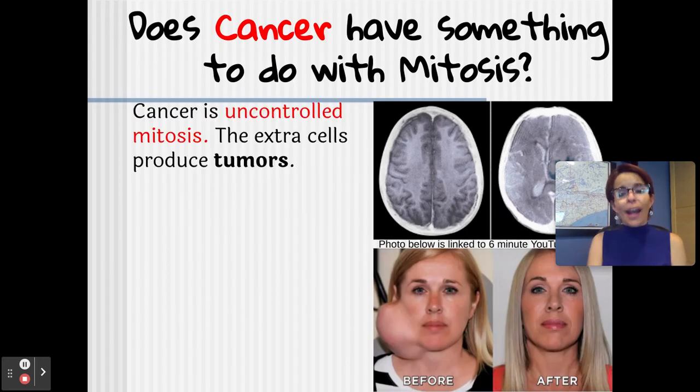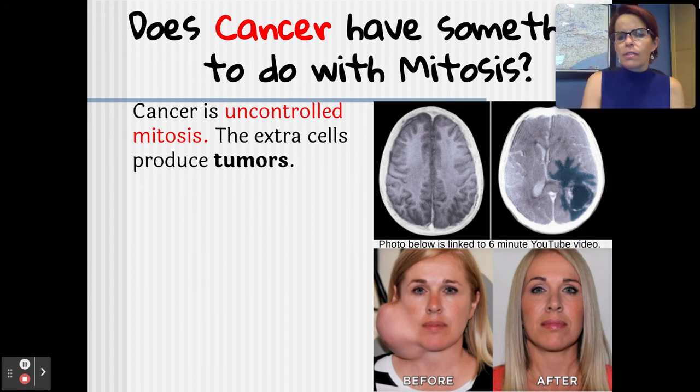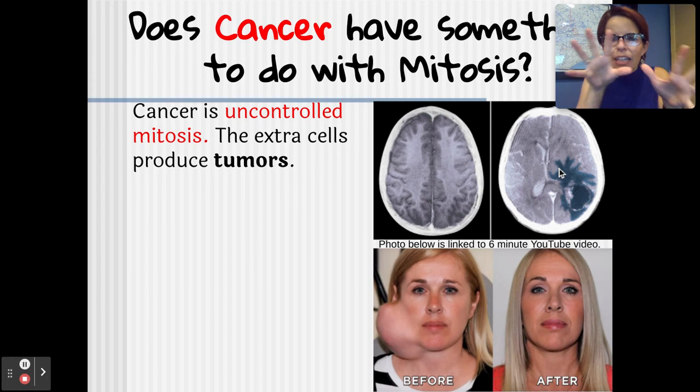So, what does cancer have to do with mitosis? Well, I kind of just said it. Cancer is uncontrolled mitosis, and now there's too many cells, and those cells are not functioning correctly, and they produce tumors. So, if you take a look at the two images on here, this one is a brain scan. It's a normal brain scan, and then here there's a brain tumor, and you can see it kind of invading into the surrounding brain tissue.